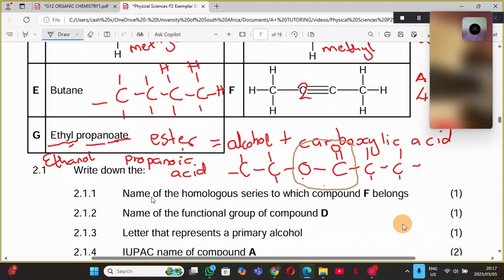So they now say write down the name of the homologous series to which compound F belongs. You see, by you writing, you've already answered. So when they say homologous series, they're just asking which functional group. So these names, saying it's an ester, it's a carboxylic acid, it's an alkane, those are homologous series. So they're just asking you which functional group F is under.